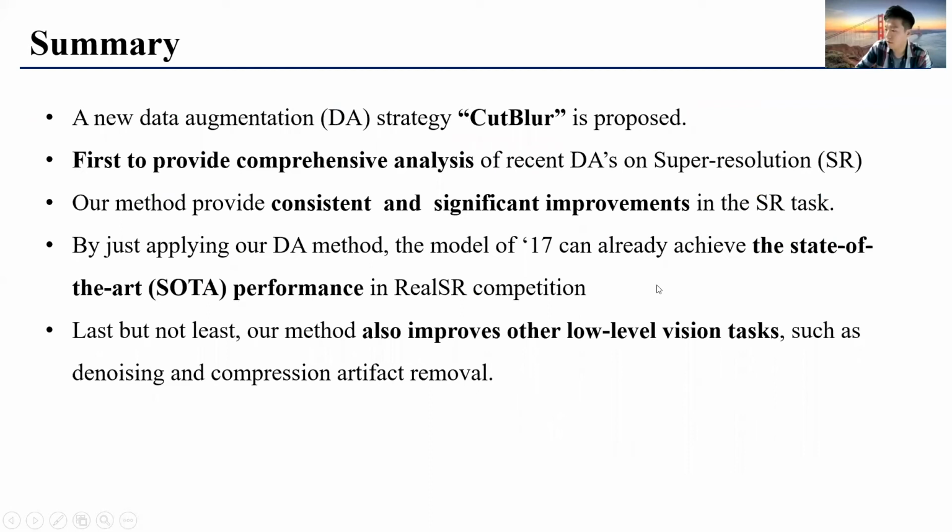So first, a data augmentation strategy in low-level vision tasks, Kepler was proposing in this work. And it improves other low-level vision tasks as well. It also gives a significant improvement when applied to a real SR data set. So at the time, I think it was state-of-the-art performance using a really simple model just with the data augmentation which we proposed here.